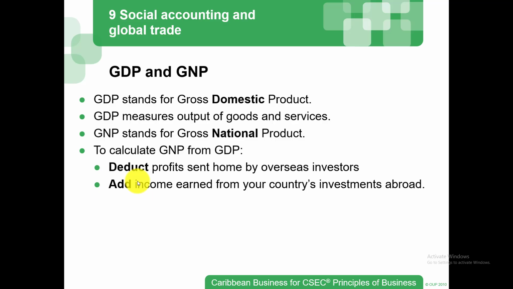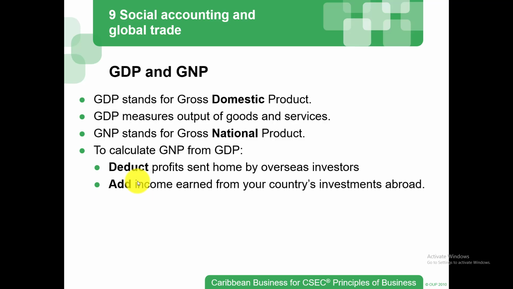So for the GNP, you deduct the profits that were sent home by overseas investors, and then you add the income earned by expats overseas, their production units earning money, goods and services. Those profits are added to the GDP of that country, and the end result is what you call GNP.